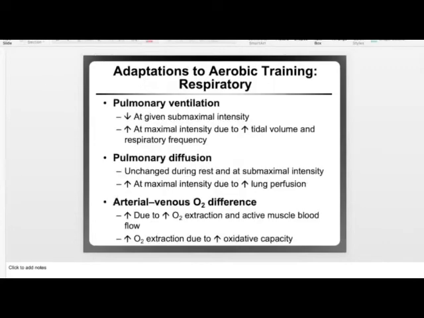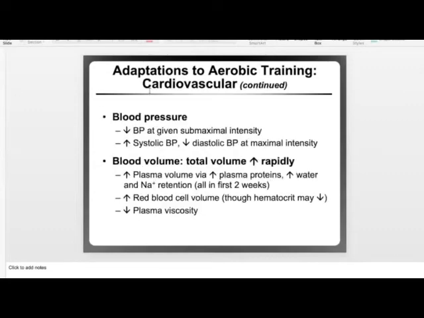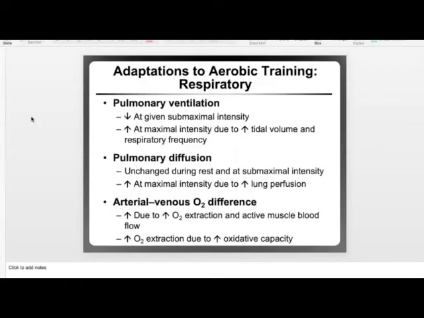All right, now we're pretty much finished our discussion about the heart and the vessels, the vascular system. And now what we want to do is talk about respiration and talk about what happens to the lungs with aerobic training.